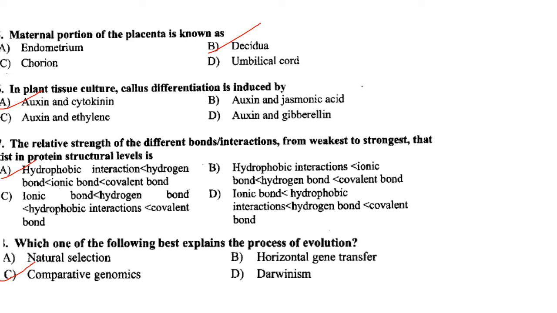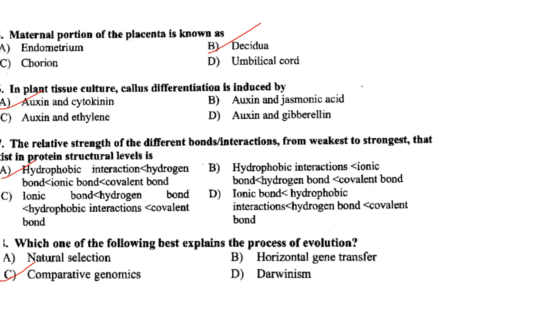Answer is option A. The relative strength of the different bonds or interactions from weakest to strongest, in protein structural levels, is. So the strongest is the covalent bond. They have asked for weakest to strongest, and hydrophobic interaction is the weakest. So hydrophobic is less than hydrogen bond, less than ionic bond, less than covalent bond. So option A is the answer.